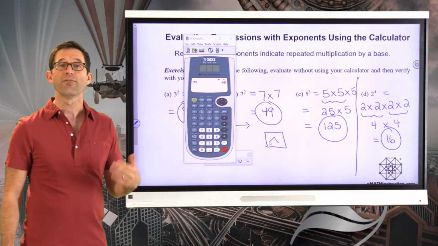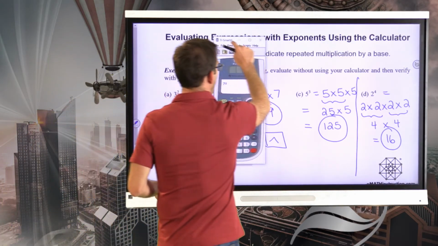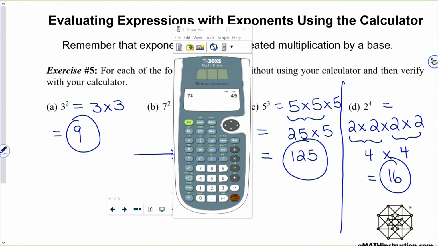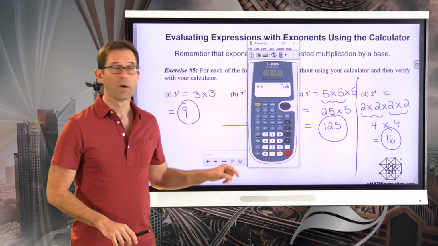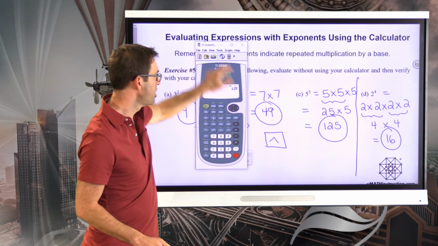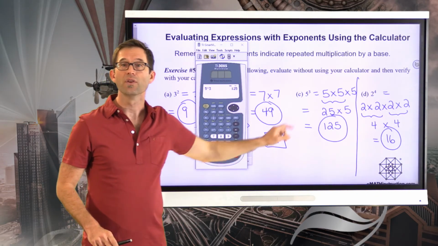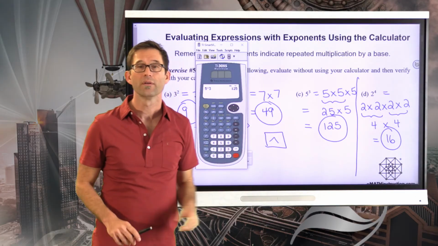So let's take a look at 5 to the 3rd together. If I want to do 5 to the 3rd on my calculator, I'm going to hit clear, there we go. I'm going to hit 5, the caret button, 3, enter, and there's my 125. See if you can find that caret button on your calculator so that you can verify that 2 to the 4th is 16.